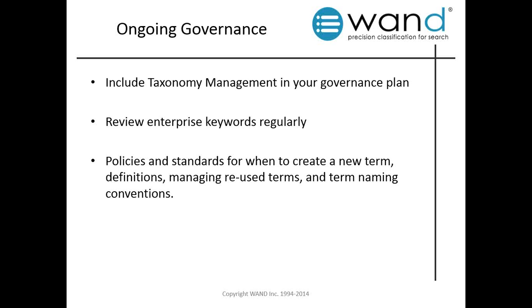That's basically going to be your policies and standards for when do we create a new term. Do we define terms? How do we manage reused terms? Term naming conventions, things as simple as capitalization, and do we use "and" or an ampersand? Things that are going to develop consistency over time in the taxonomy. And consistency is important so that your user base has confidence in the taxonomy.